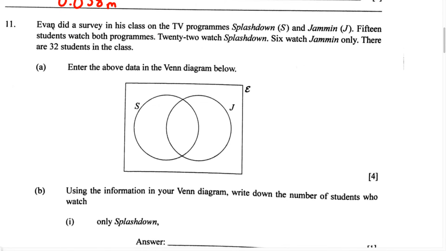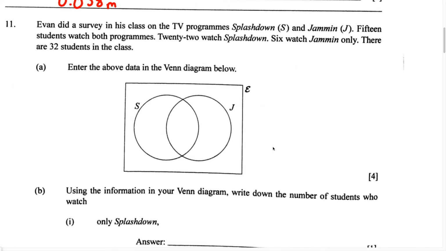Okay, let's do question number 11. Question number 11 says, Evan did a survey in his class on the TV programs Splashdown S and Jammin' J. 15 students watched both programs. 22 watched Splashdown. 6 watched Jammin' only. There are 32 students in the class. Part A. Enter the above data in the Venn diagram below.